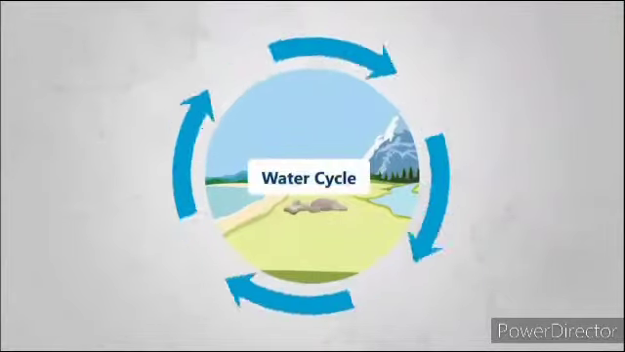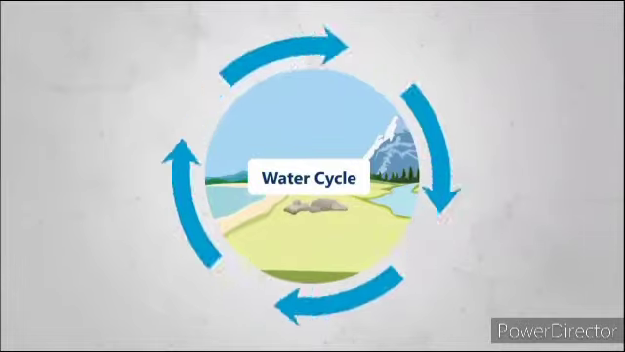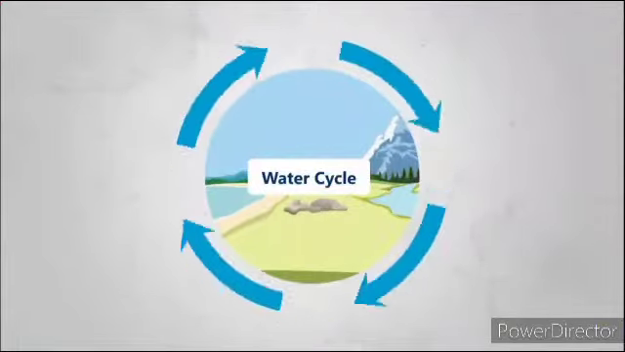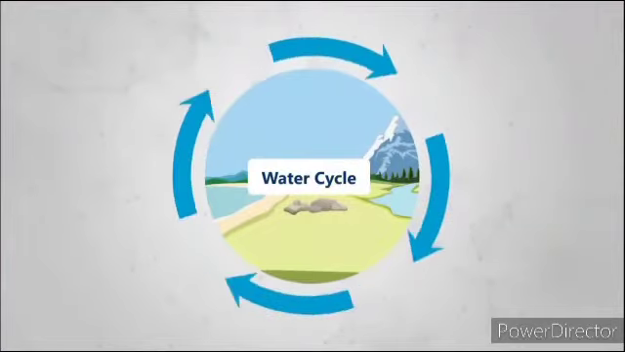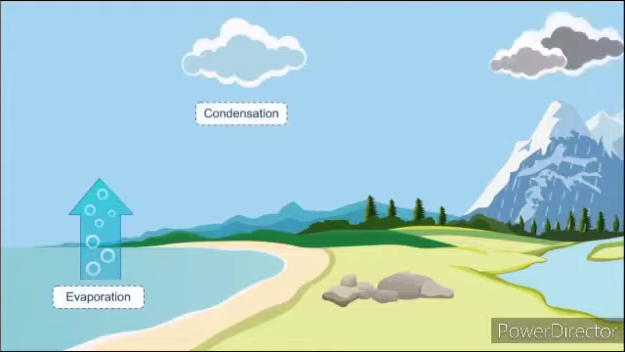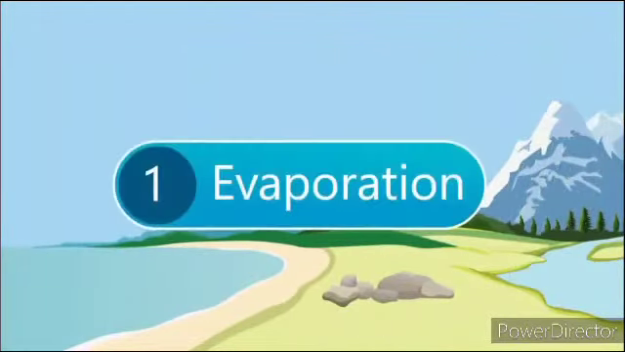Now let's talk about the water cycle. The water cycle is also called hydrologic cycle. It is a continuous process that includes 5 steps. These are evaporation, condensation, precipitation, runoff and percolation. Now we will learn with an example. Evaporation. The water cycle starts with evaporation.